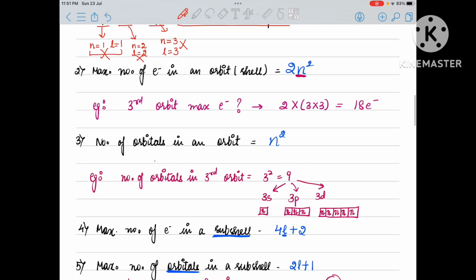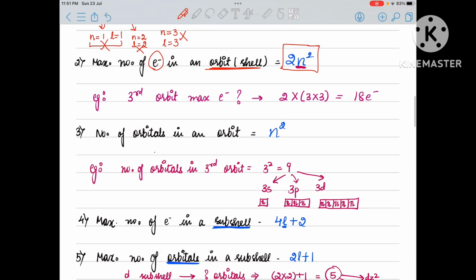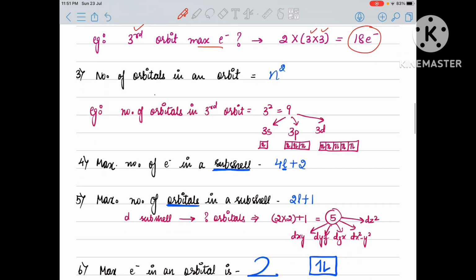Again, the maximum number of electrons in an orbit or shell is 2n square. You have to learn the formula. For example, we are talking about the third orbit. What is the maximum number of electrons he may ask? So the total is 2 into 3 square, and it comes out to be 18 electrons.